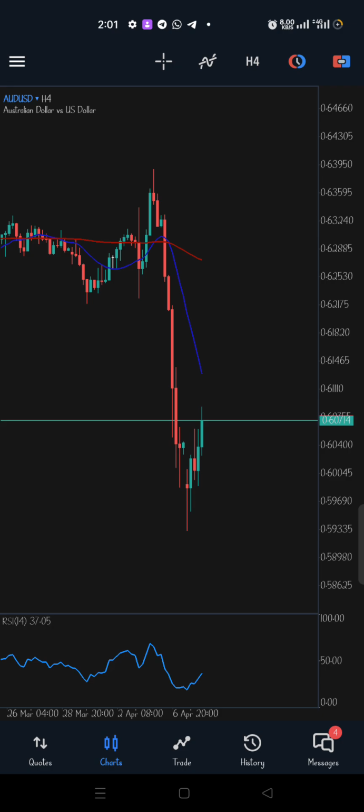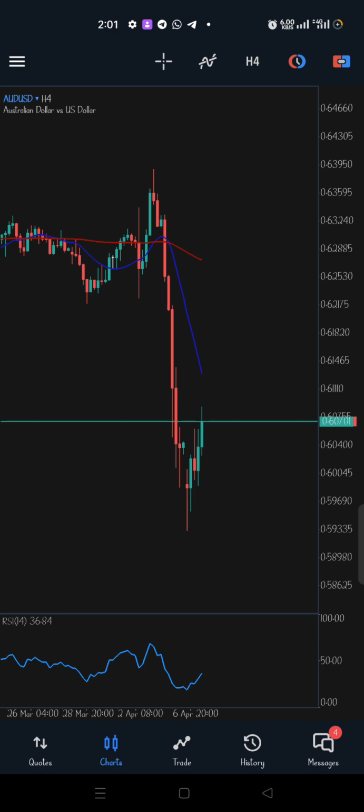Just a quick one. Today is Monday, the 7th of April 2025. I'm going to be making a quick analysis on a few currency pairs, and I'll be telling you how to make very good and precise analysis while keeping it very, very simple and easy. The analysis is just going to follow a few simple steps.